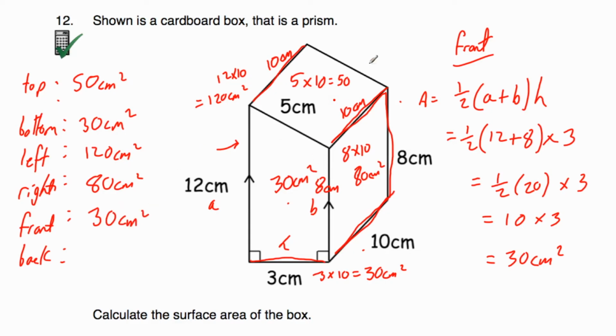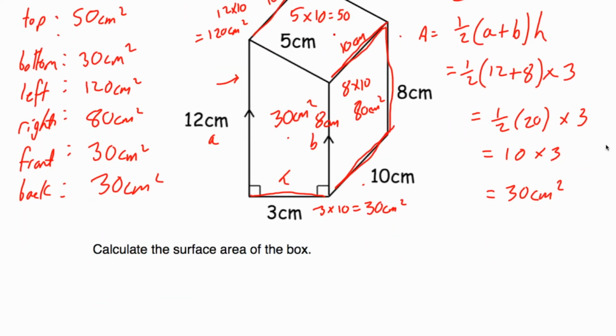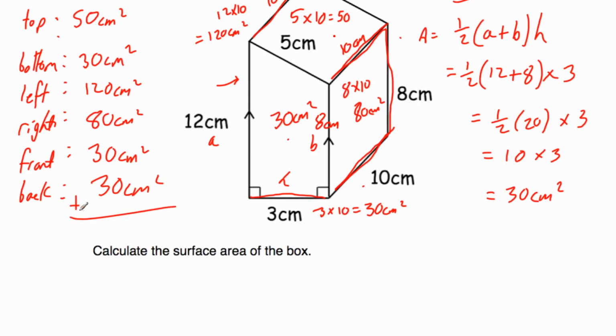Now the back of the prism has the same shape, that same trapezium as the front, so that means the area of the back would be 30 centimeters squared also. So if we add together 50, 30, 120, 80, 30 and 30, that would give us the surface area of this box. So let's do that. And that's equal to 340 centimeters squared. So the surface area of this prism is 340 centimeters squared.